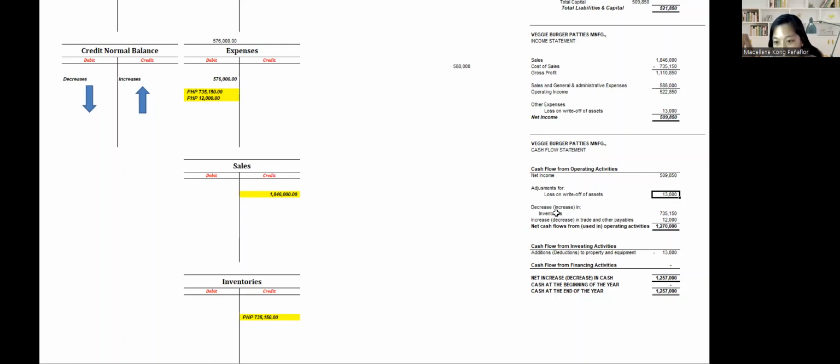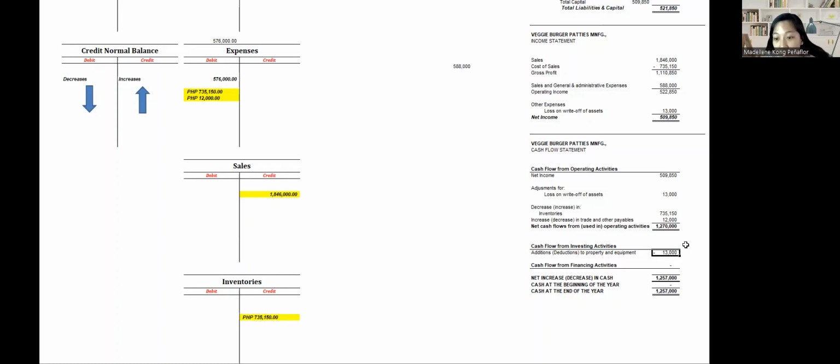And we have here decrease or increase in inventory. Of course, we have a decrease in inventory of negative 735. So we will add this back since there is no cash transaction. And increase in trade and other payables, there is no cash transaction also, so we will add this back. So we have a net cash flow from operating activities of 1,270,000. Then from investing activities, we have the PPE, of course, we write it off. So we now have a deduction to property of 13,000. Yeah, this is on the income statement part. And here, we actually deduct the loss on write-off also here.